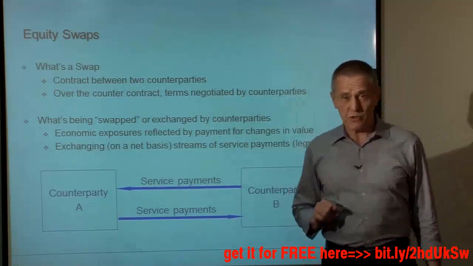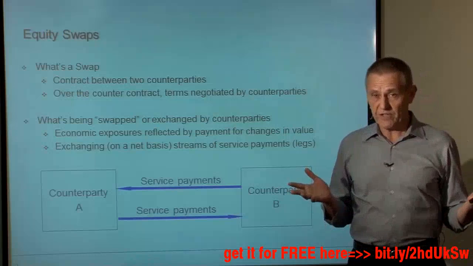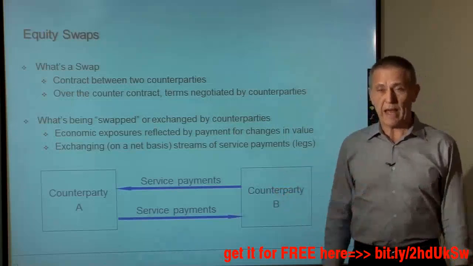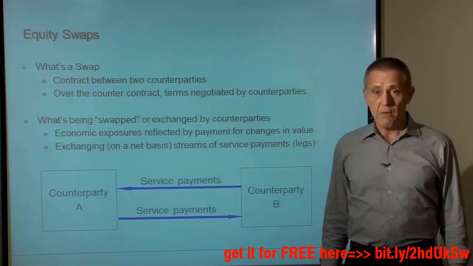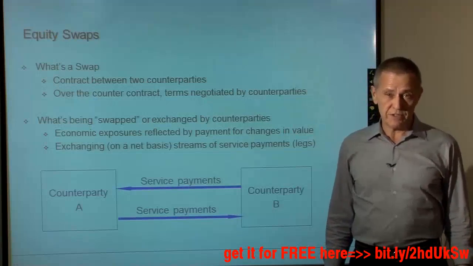Now, if those words weren't clear, don't worry. We'll actually illustrate that with a number of examples later on. We'll compute the value of the legs and go through the computation of a settlement payment. But as I was indicating before, this will be true in the vast majority of instances.